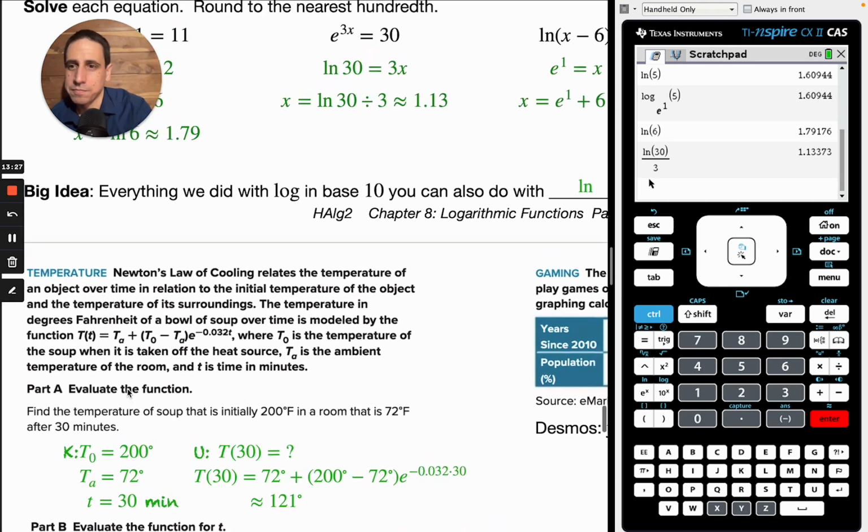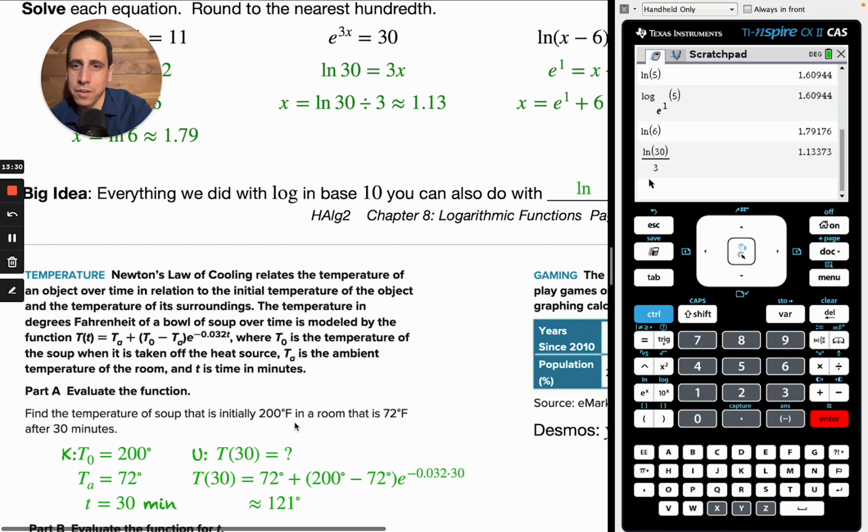Evaluate the function. So find the temperature of the soup that is initially 200 degrees Fahrenheit in a room that is 72 degrees after 30 minutes. So T_0 is 200 degrees Fahrenheit. Ambient T is 72 degrees in the room. And what is the time? It's 30 minutes. And we're going to use this formula where t is in minutes here. So T of 30 is equal to, I don't know, that's what we're trying to find. If we input 30, then we find what the output would be.